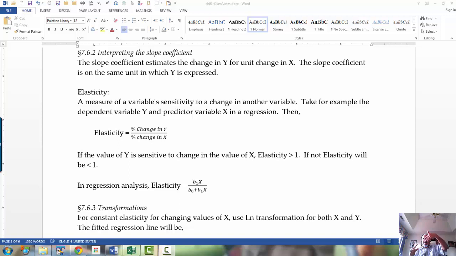Okay, if it is positively sloped, of course it will increase. If it is negatively sloped, it will go down. So for 1 unit of x, how much y will change? That is the meaning of the slope coefficient.